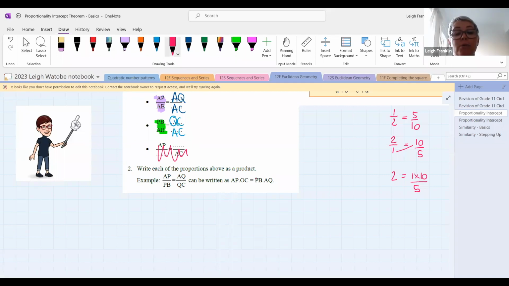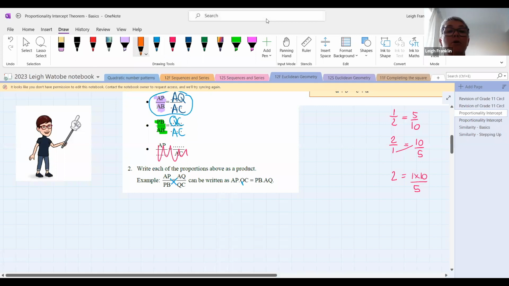Okay, so I'm multiplying QC, that's supposed to be a Q, with AP, cross multiplying, and then on this side, I'm cross multiplying as well. So how would I apply that thinking to this one over here? If I wanted to cross multiply, how would I write that? You can pop it into the chat. How would we write that proportion as a product where we were cross multiplying?